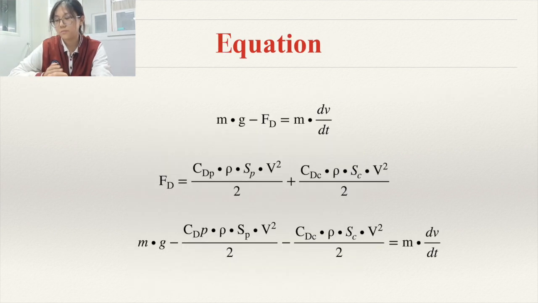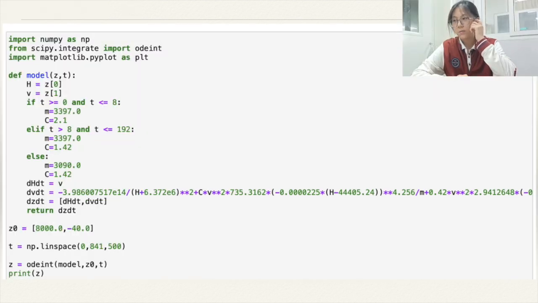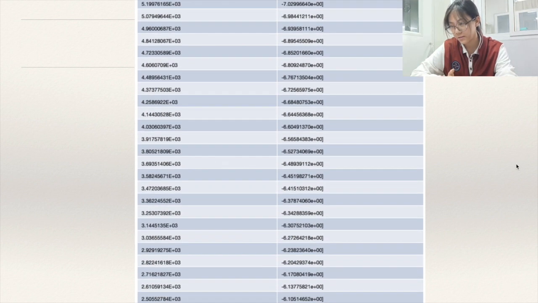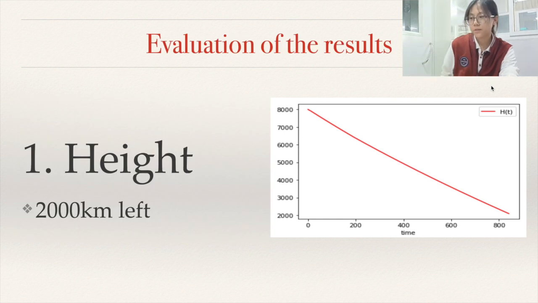And then from the secondary equation, we have to put all those variables and constants into it. So we get something that looks like this. And then we import NumPy and SciPy and Matplotlib, which we use to plot the graph. We get a table that looks like this. And 2 graphs. The blue dotted line represents the velocity, and the red one represents the height as a function of time. I will evaluate those 2 results.